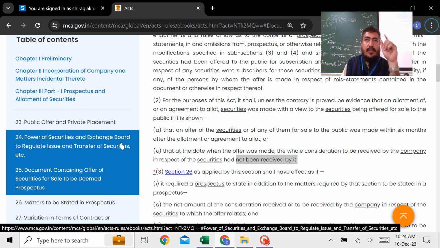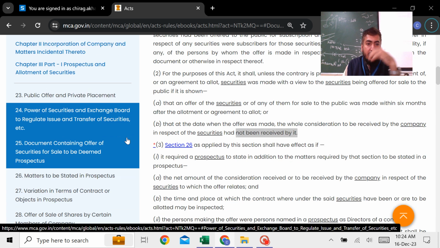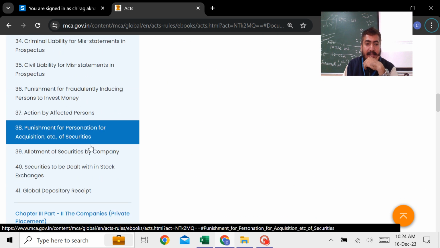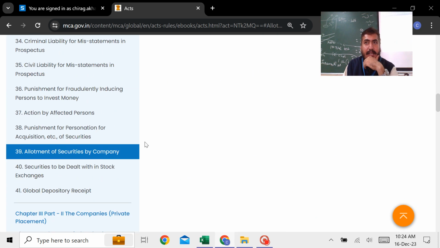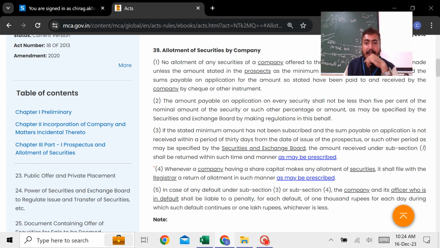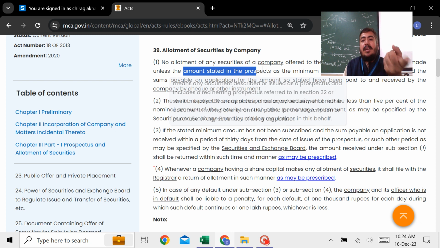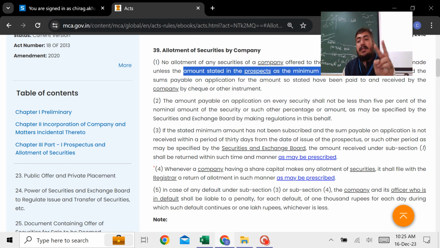While you read the chapter of allotment of shares, there is one section called section 39. आइए आपके सामने रख देते हैं अभी. देखो मजा आएगा इसमें. When you go to section 39 and read the first subsection 1, क्या लिखा है? No allotment of any securities of a company offered to the public for subscription shall be made unless the amount stated in the prospectus as the minimum amount has been subscribed.